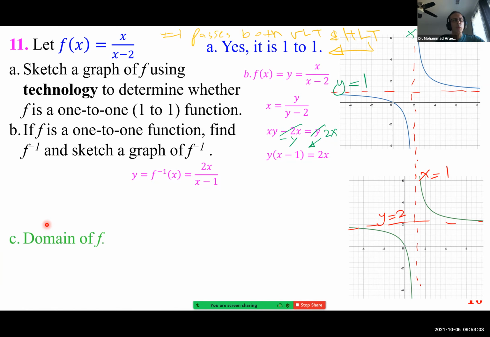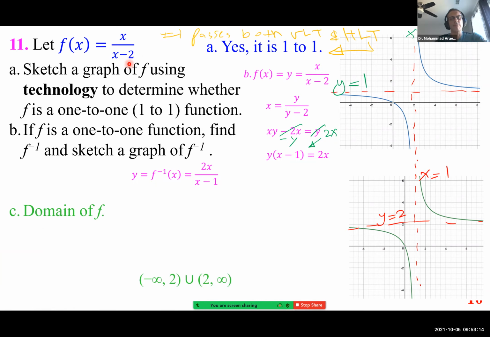Now, we want to find the domain of f. Look at f. x minus 2 set equal to 0, x equals 2, and exclude that. Every number except 2, that is the domain. So negative infinity to 2, union 2 to infinity.